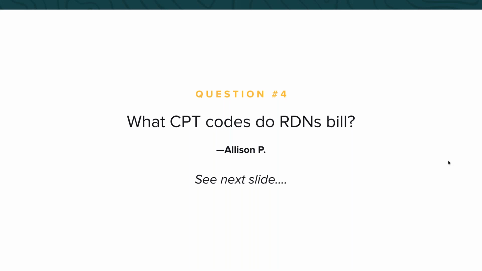What CPT codes do our RDNs bill? And CPT code, for anyone that's new to the whole world of acronyms, is current procedural terminology code. That's how we define the service. So on a claim, that is the numeric code. It's usually 5 digits that tells the insurance what you did with your client.